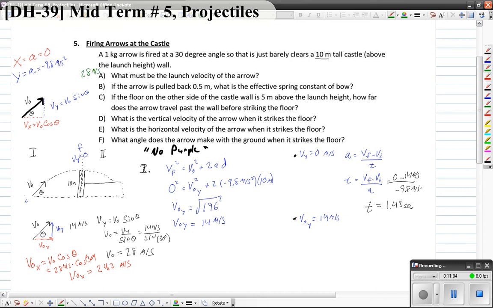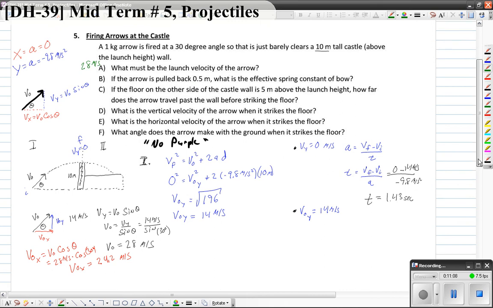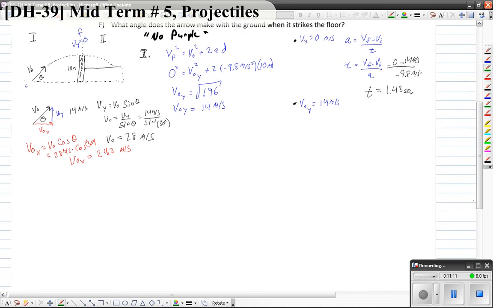I'm going to come back to this question because it's an energy question. And let's analyze this situation further. So we now know that it takes 1.43 seconds to go from launch to the top of the wall, and we know that it's launched at 28 meters per second, has a horizontal velocity of 24.2. We now need to look at section 2 of the motion. So when it goes down from here to here, you can treat this like a horizontally launched projectile problem, which is significantly easier than one that's at an angle.